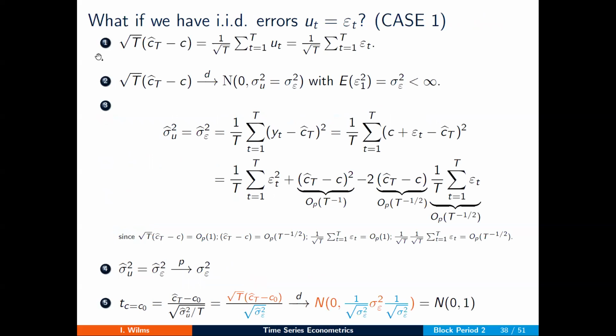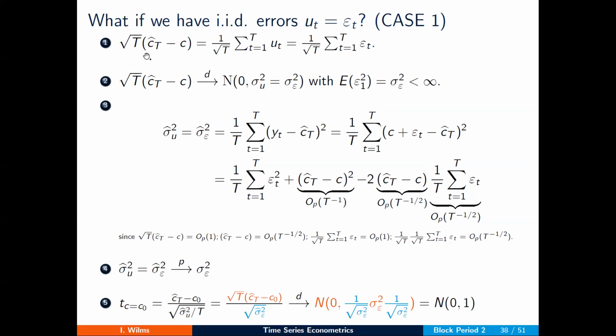So let's first have a look into the case when the error terms are IID. And I want to reserve the notation epsilon_t for IID errors. So I just write down here at the top that my error term u_t is equal to epsilon_t, so the IID errors.